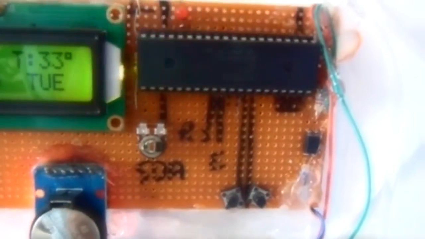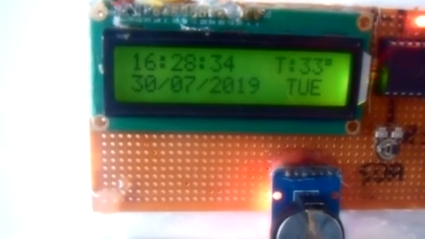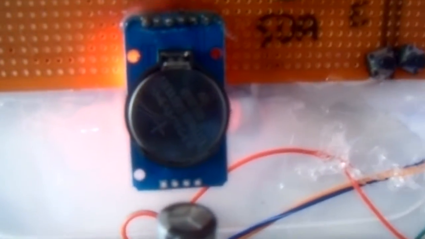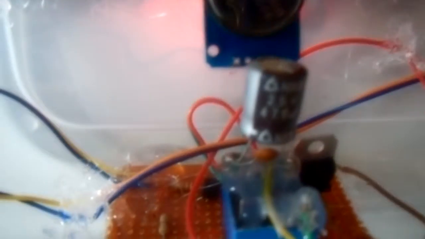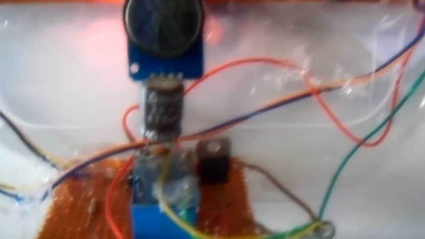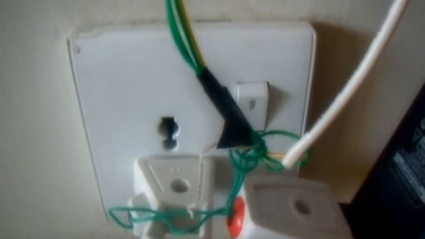It is a microcontroller, and this is the LCD which shows the real time, and this one is the RTC, real time clock. Below this one is the relay, and a capacitor has been attached to remove the noises. Here is the power supply, as we can see, AC power supply.